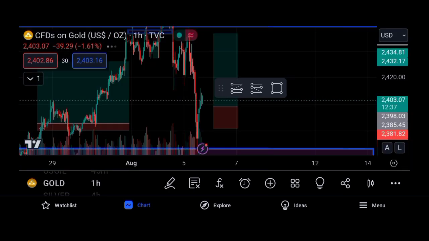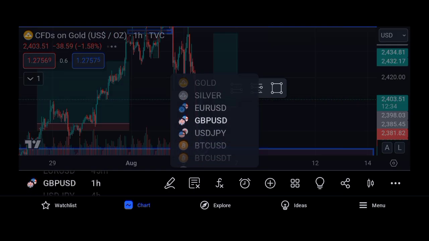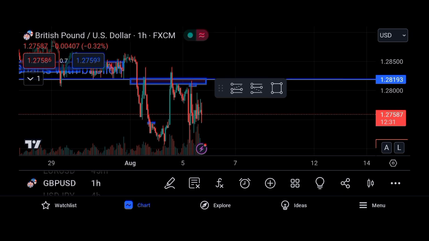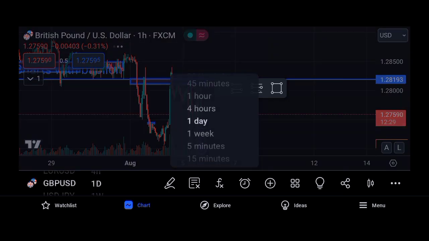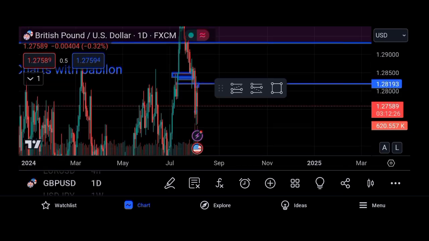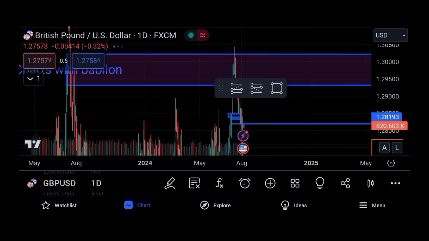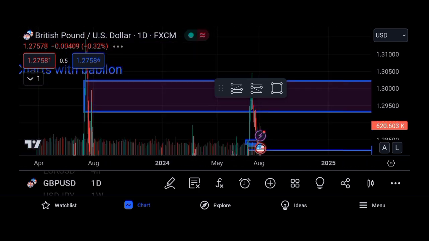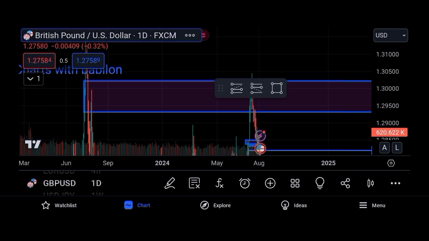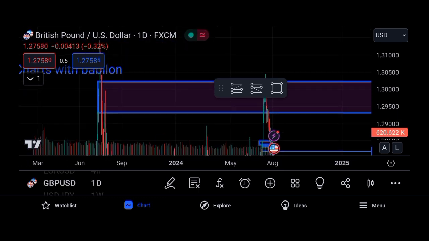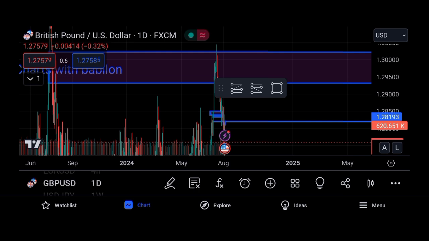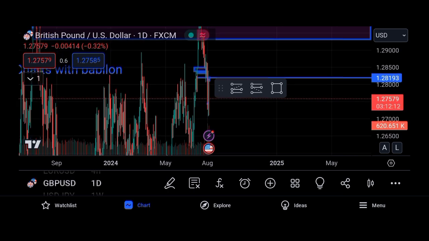So let's do one more pair before we call it a video. Let me go to GBP/USD. On GBP/USD, let's start from the daily time frame. On the daily time frame, you can see that price was pushing up till it tapped into this order block, or demand zone for people trading SMC, before it started pushing down.